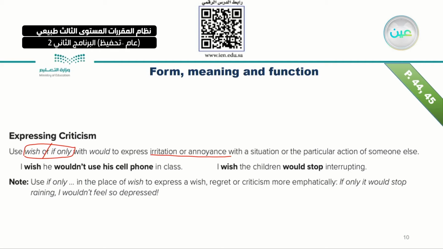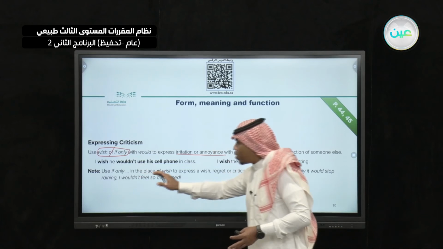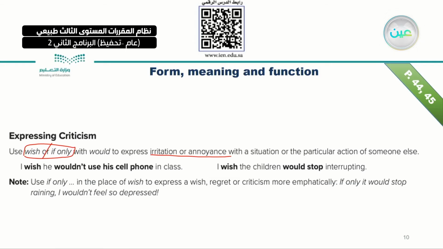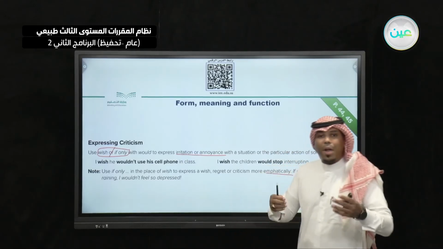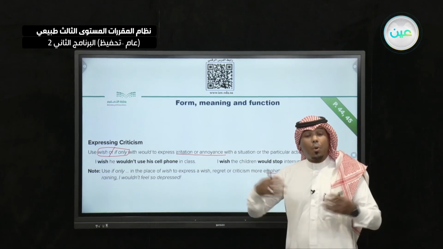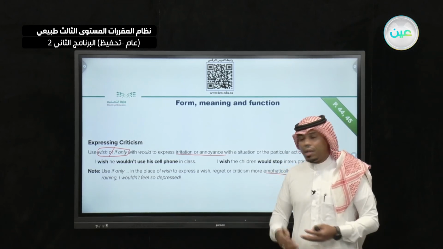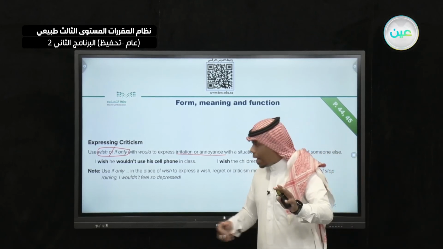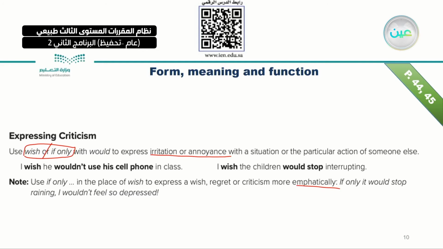You can use if only in the place of wish to express a wish, regret, or a criticism more emphatically, as you can see. If only it would stop raining, I wouldn't feel so depressed. So now I am complaining about the weather. If only it would stop raining, I wouldn't feel so depressed.